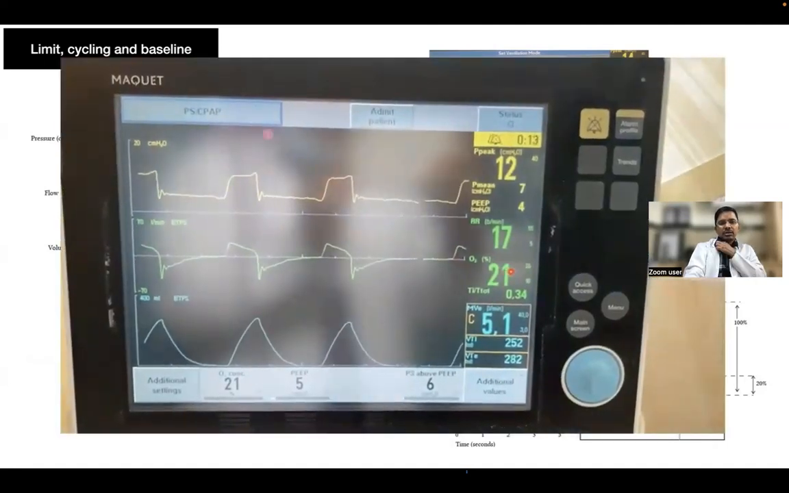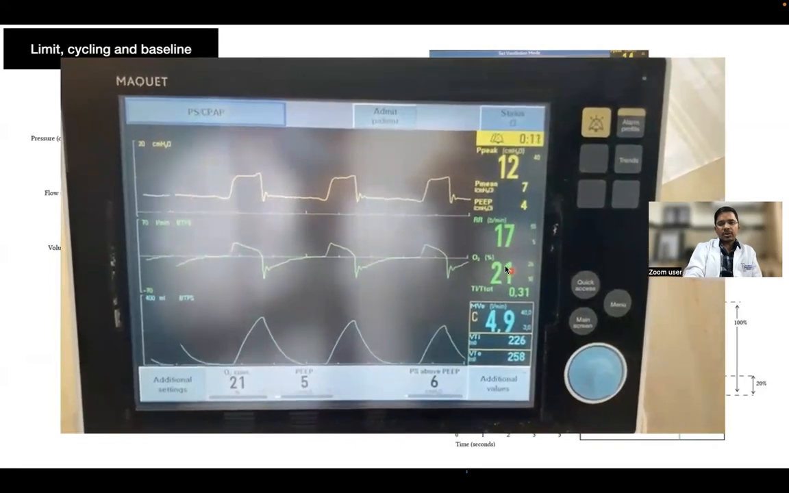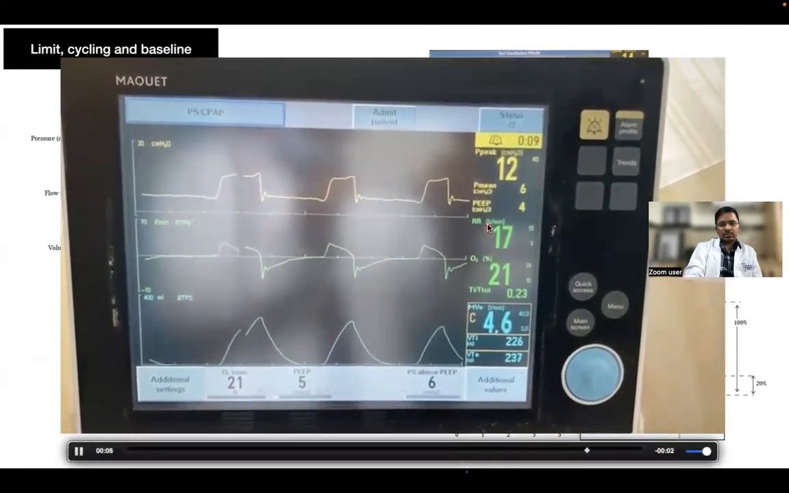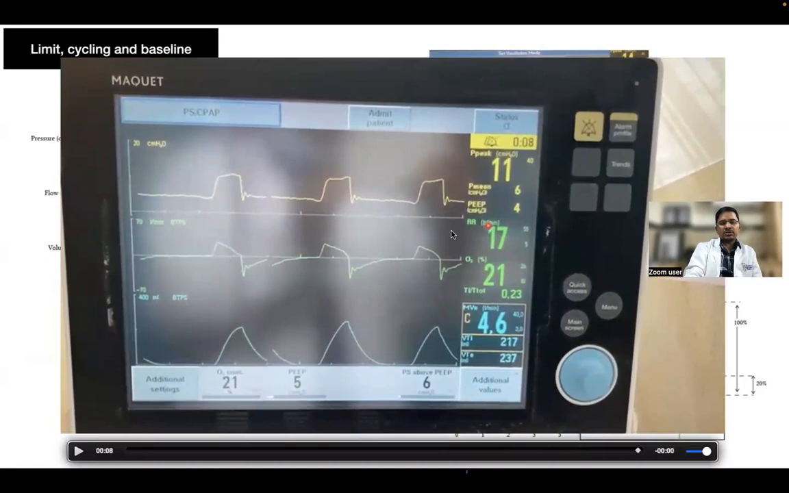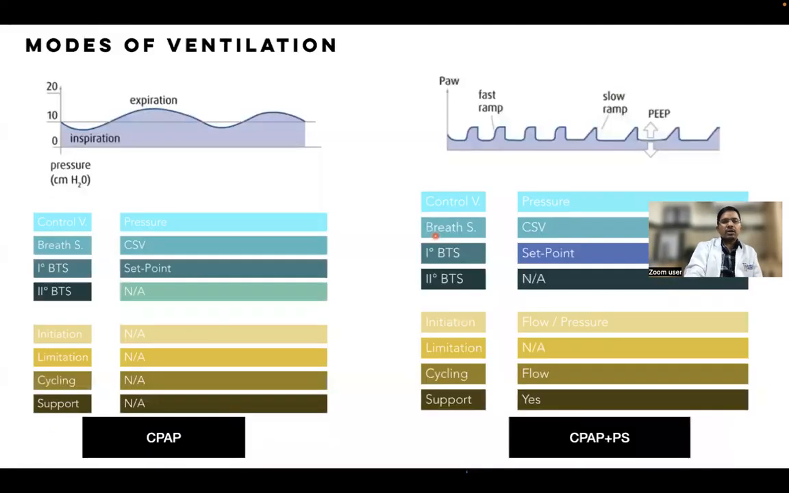Here you can see one pressure support ventilation, where ventilation is going on in the pressure support mode. Now, the modes of ventilation we divide into two parts.